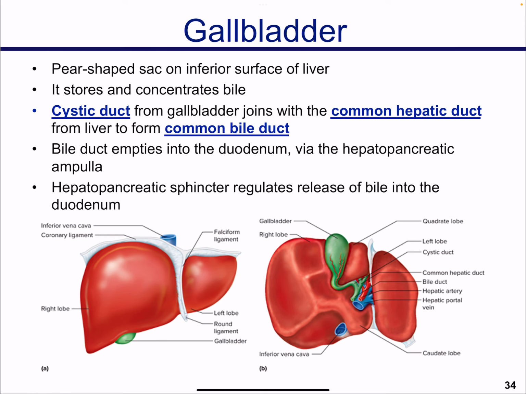Okay, now the gallbladder. The gallbladder right here is right underneath the liver. That gallbladder is where the bile is stored, right? So we are going to have a cystic duct from the gallbladder that is actually going to join with a particular duct that is called the common hepatic duct. So right here, the common hepatic duct, okay?